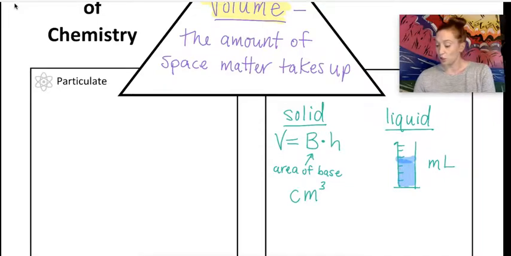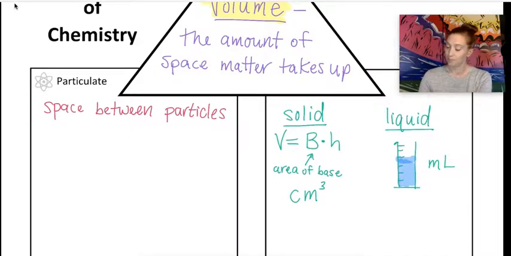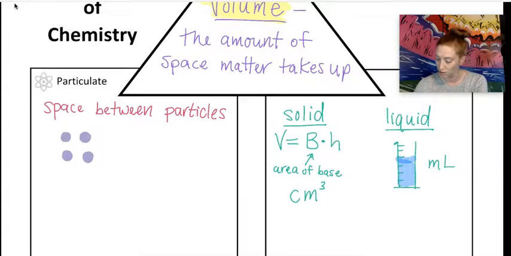Now, moving on to particulate level, our volume at the particle level is going to depend on the space between particles. And so, as always, we're going to draw some particle diagrams. Okay, so let's see here. Let's go blue particles. I'm going to draw two pictures and we're going to compare those. So I'm going to use these nice dark blue particles here.